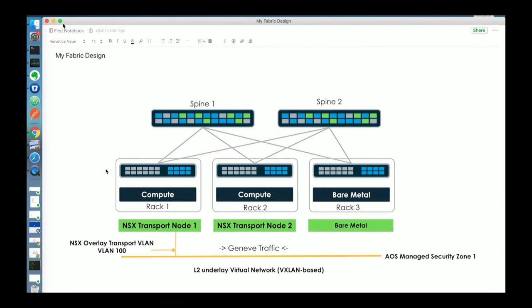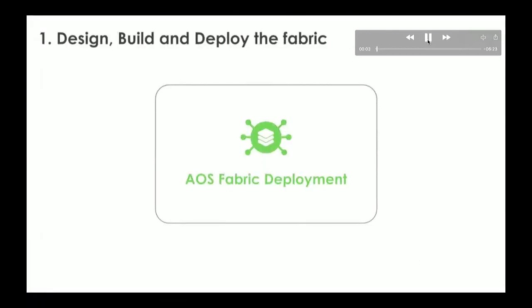I will show you how I can then easily deploy my transport nodes, and what type of issues could occur during those scenarios, even though I have automation, and how the NSX-T integration in AOS is able to better detect human errors and streamline the remediation workflow. So let's go ahead. And first of all, I will show you how to design, build, and deploy the fabric in AOS.